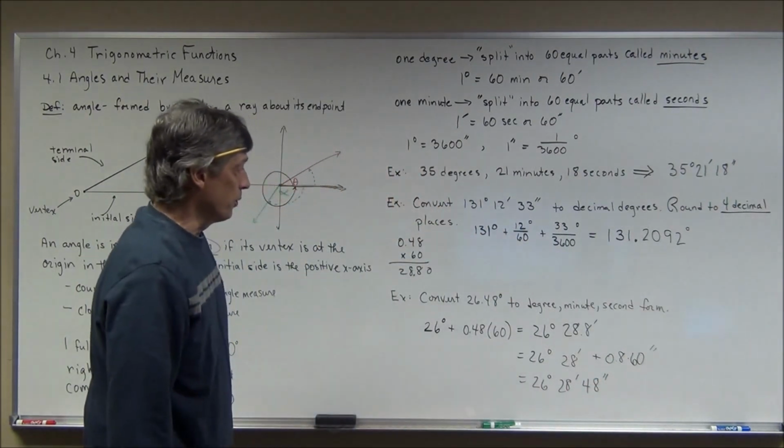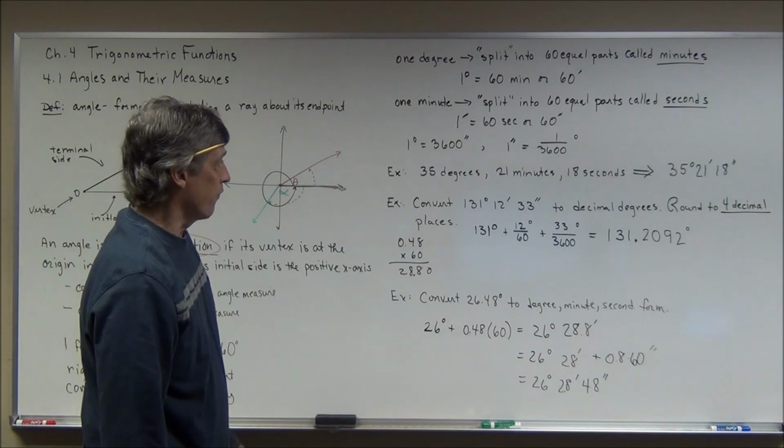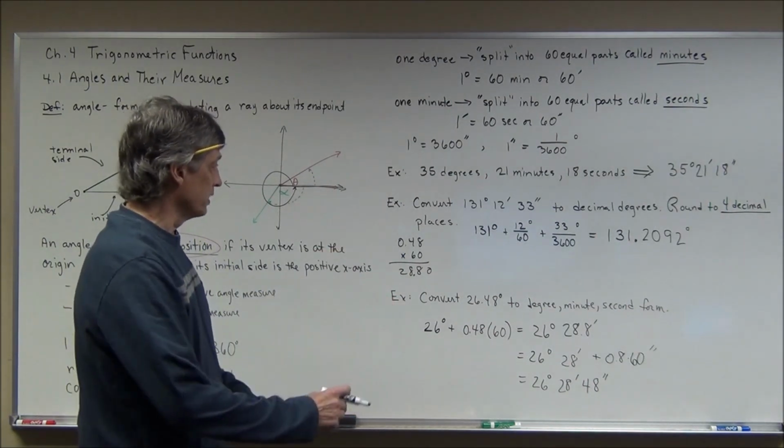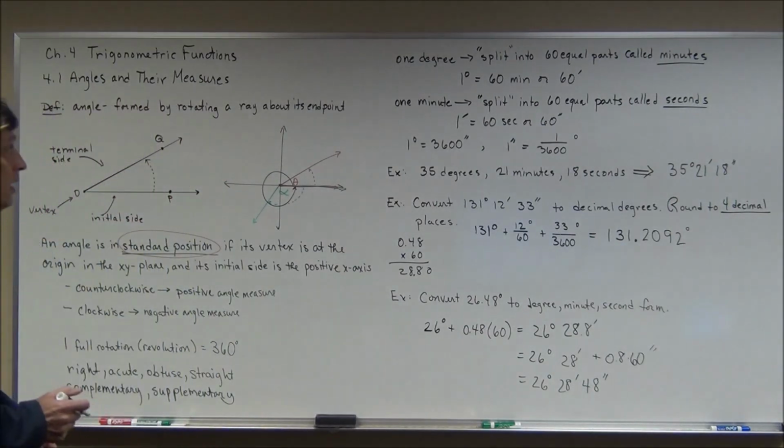So it's just a matter of doing a little bit of arithmetic to change one form, decimal degrees, into another form, degrees, minutes, seconds, or vice versa, and here are 2 examples of that.